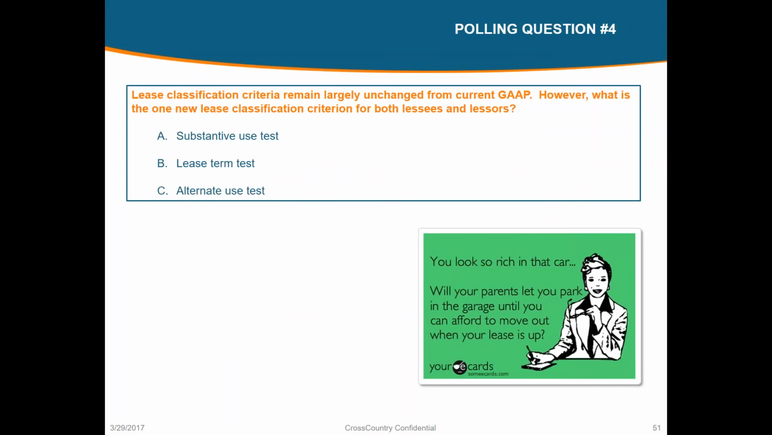Thanks, Jim. So this is our last polling question. Lease classification criteria remain largely unchanged from current GAAP. However, what is the one new lease classification criterion for both lessees and lessors? A, the substantive use test. B, lease term test. C, alternate use test. You have 30 seconds to respond to this last polling question.